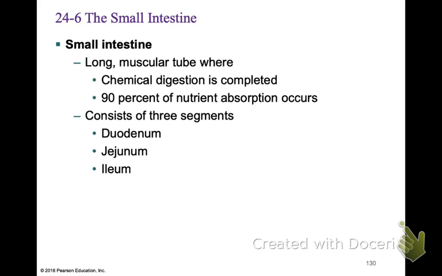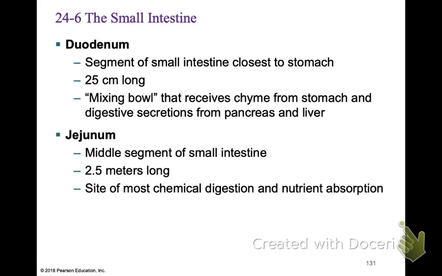All right, moving on to the small intestine. This is most of your digestion and almost all of your nutrient absorption. We have 3 segments, the duodenum, the jejunum, and the ileum. The duodenum is the shortest segment. It's about 10 inches long.